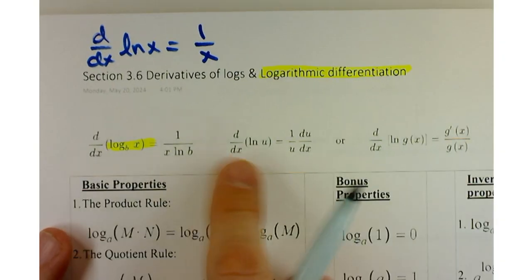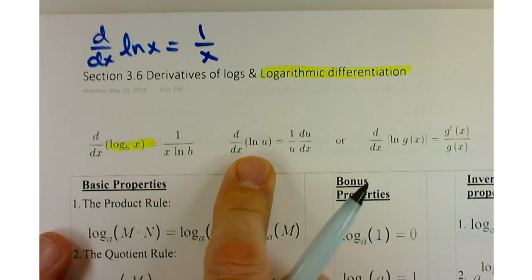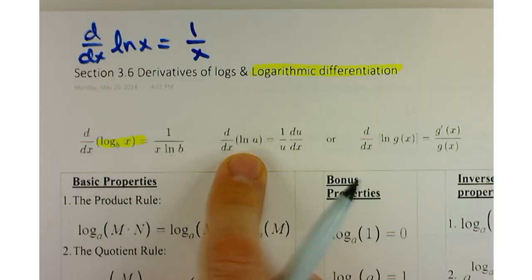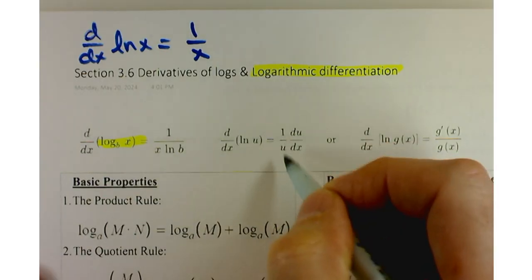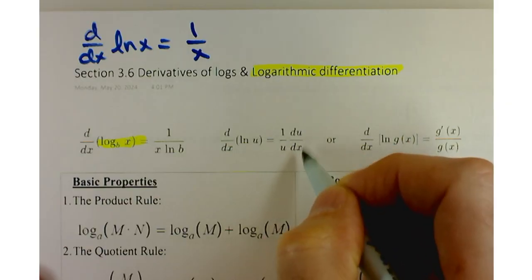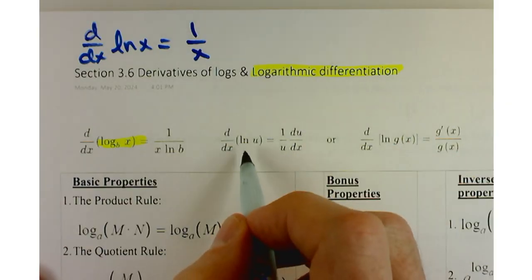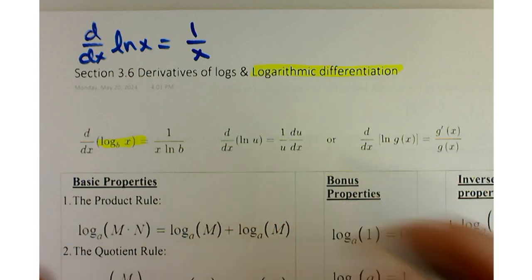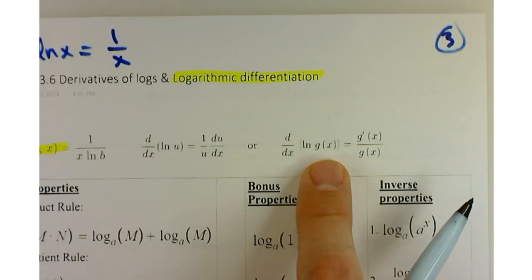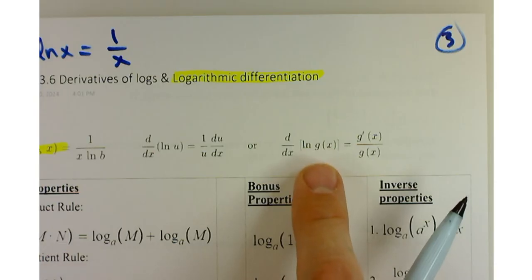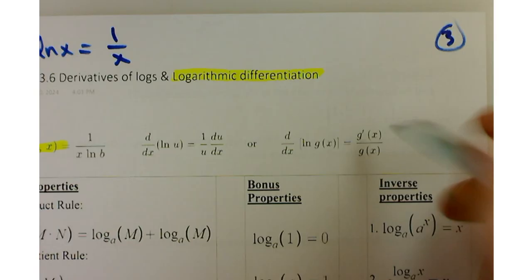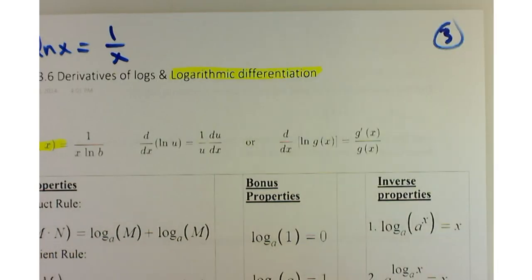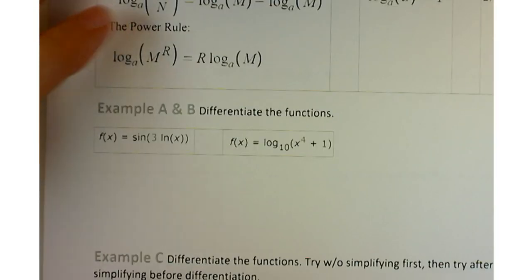You can extend this and make this a little bit more general. If you've got the log of some function of u, then it's 1 over u times the derivative of u with respect to x. So the derivative of the outside times the derivative of the inside. Or you could write that like this: the derivative of the natural log of g is 1 over g times g prime. So in any case, let's play around with some derivatives here.